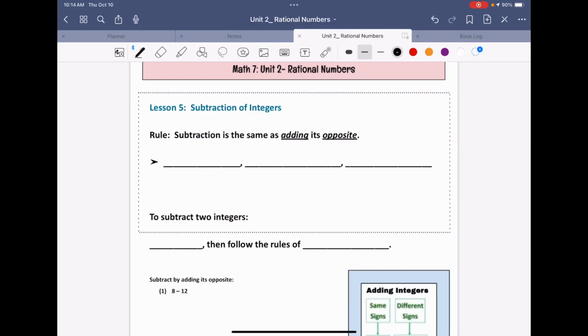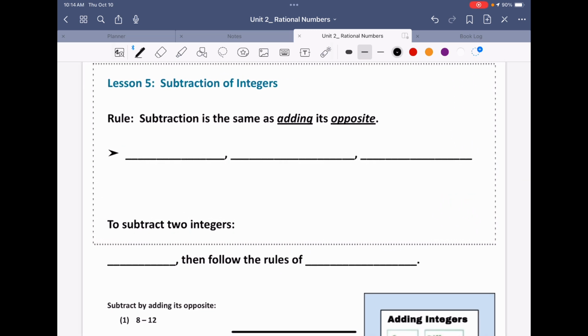Okay, we are on lesson 5, which is the subtraction of integers. So when we subtract, we want to think about subtracting being the same as adding its opposite. In order to remember that, we're going to use 3 keywords. Those 3 keywords are leave, change, change. So we're going to write that on these 3 lines.